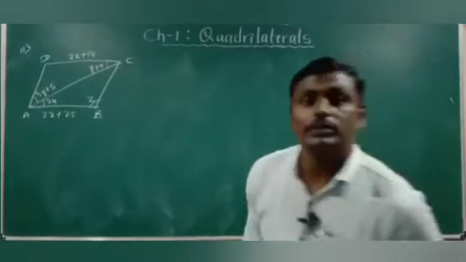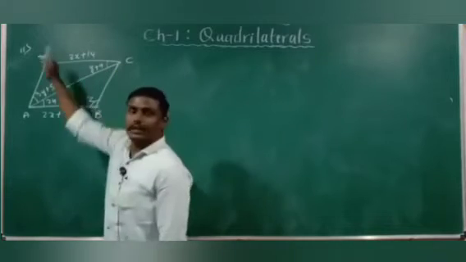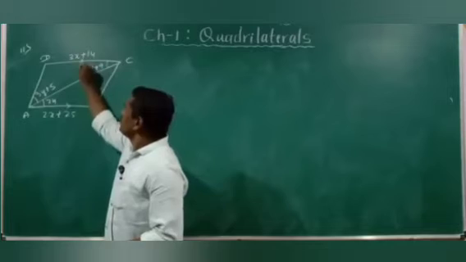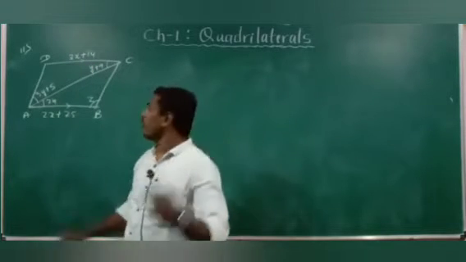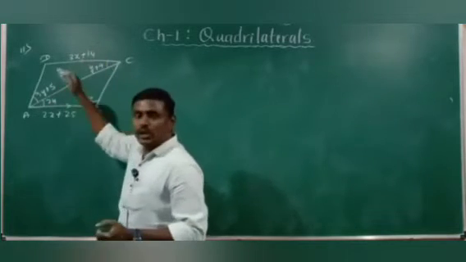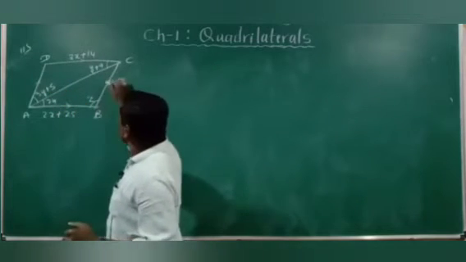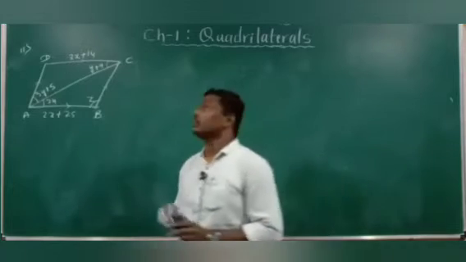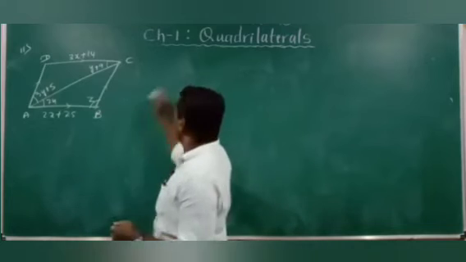Students, listen here. ABCD is a parallelogram. We already know that the opposite sides of a parallelogram are equal and parallel. So AB is equal to CD, and similarly AD is equal to BC. First calculate the X value. Parallel sides are equal.